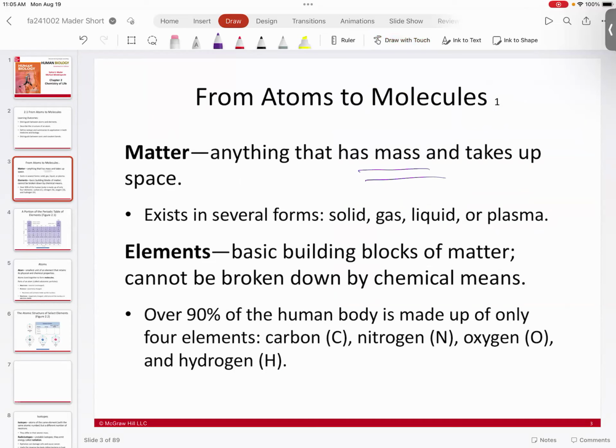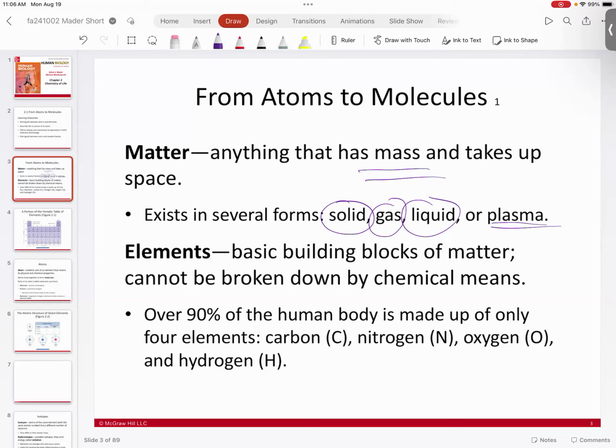And so you have different forms of matter. So a solid, like ice, for instance, a gas, like steam, or a liquid, like liquid water. Another one is plasma. Typically, we don't work with plasma unless we're in physics or higher order chemistry. But the three main ones are solid, liquid, and gas.